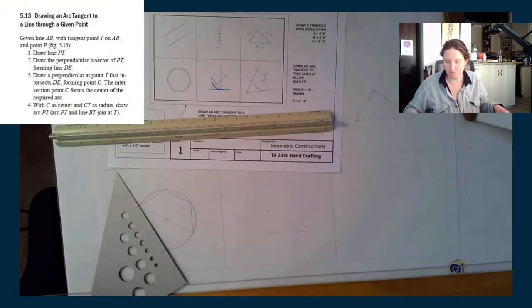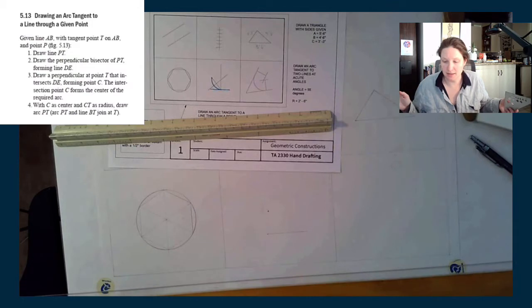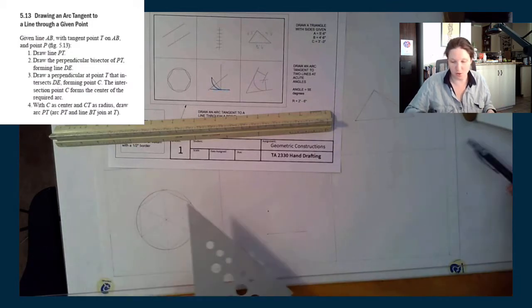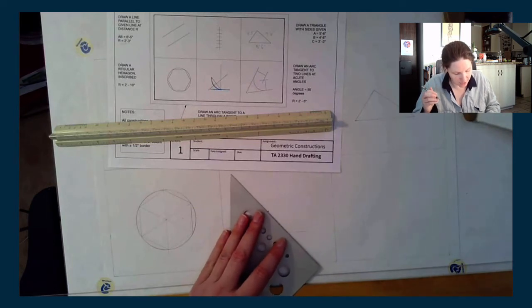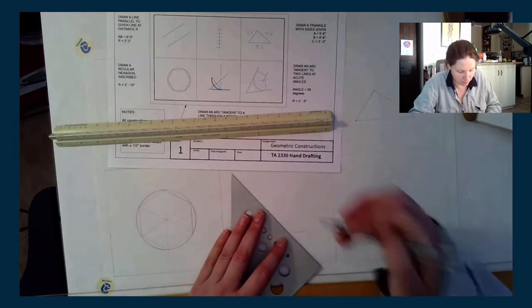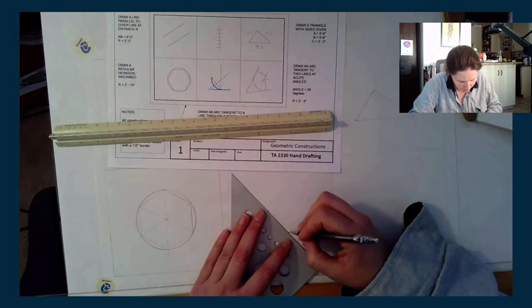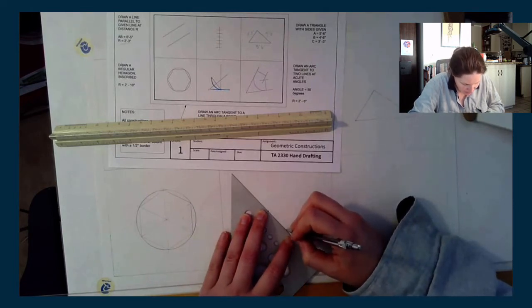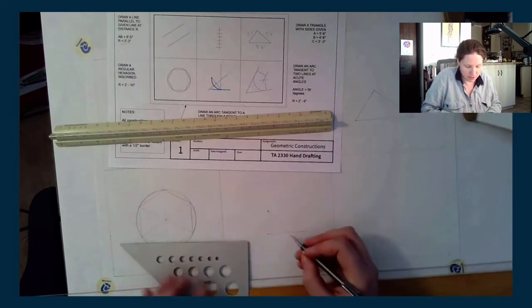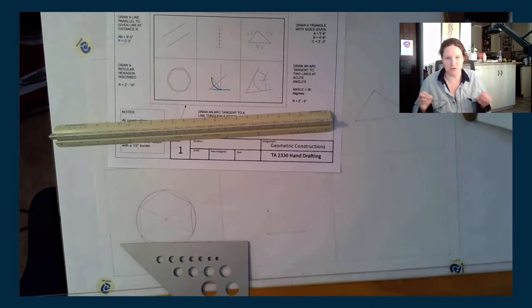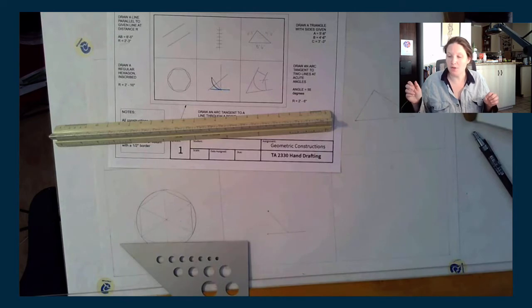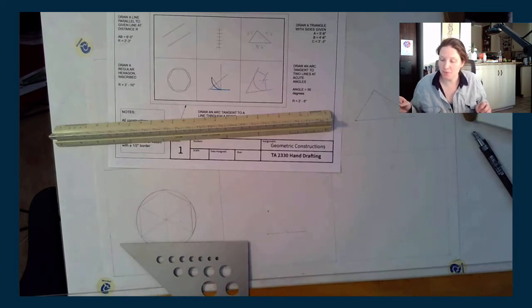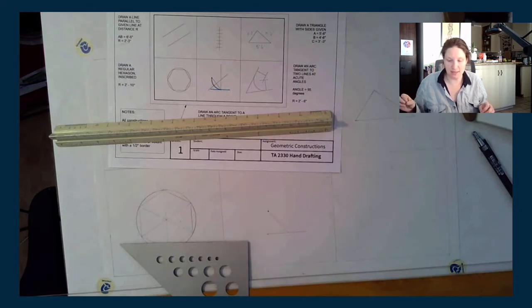Step 1, draw the line PT, right? So we're going to draw a line from the point to whatever spot on this bottom line we want it to hit, that tangent spot, okay? So this is where my arc will now be tangent to this line. Great, next step. Draw the perpendicular bisector of PT forming line DE.